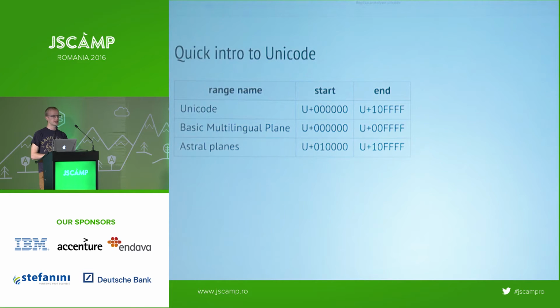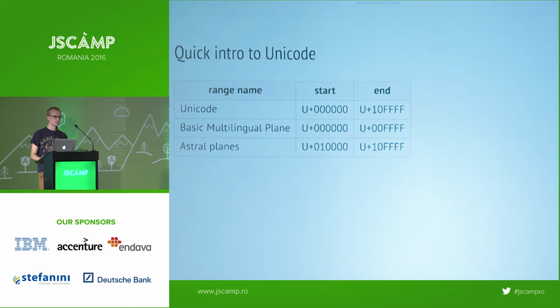Now, Unicode contains a lot of code points. The range goes from 0 to 10FFFF. So that's a little over 1.1 million possible symbols. That's a lot. So to keep things a little bit organized, Unicode divides this huge range of code points up into 17 so-called planes. And each of these planes contains about 65,000 code points. But the very first plane is probably the most important one. It's called the basic multilingual plane.